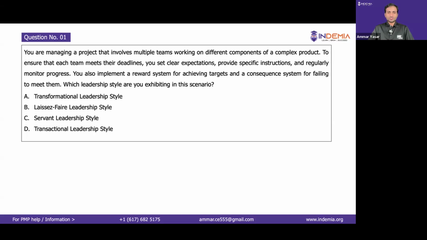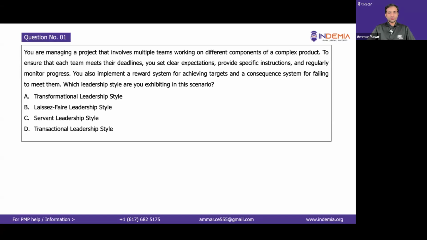Option B, laissez-faire leadership style. Laissez-faire is more like giving autonomy and freedom to team members, but this is exactly the opposite. You're not giving autonomy and freedom. You're setting clear expectations, providing specific instructions, and regularly monitoring. So we can eliminate option B. C, servant leadership. Servant leadership is again serving team members, giving them autonomy, freedom, delegation, self-organization. So that is also not correct.